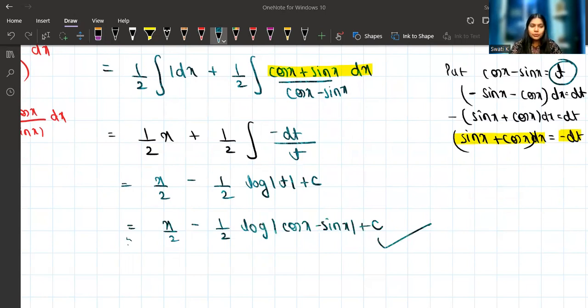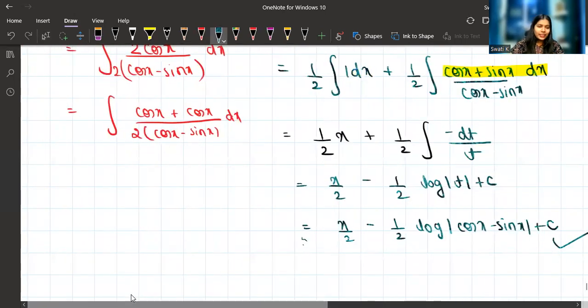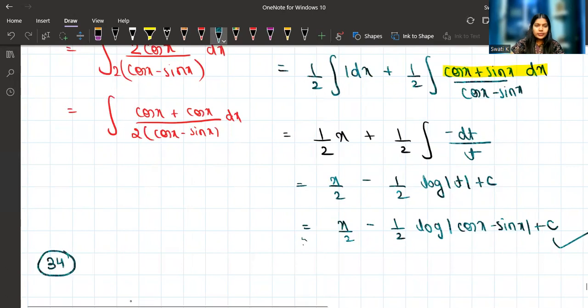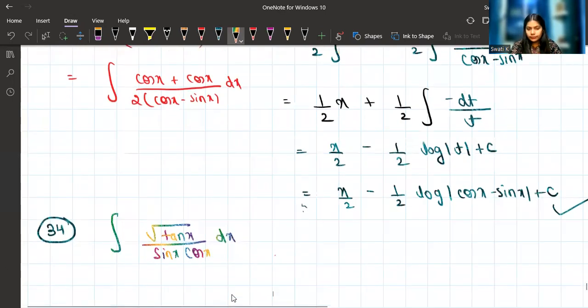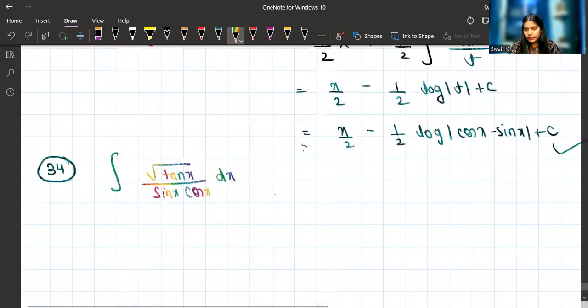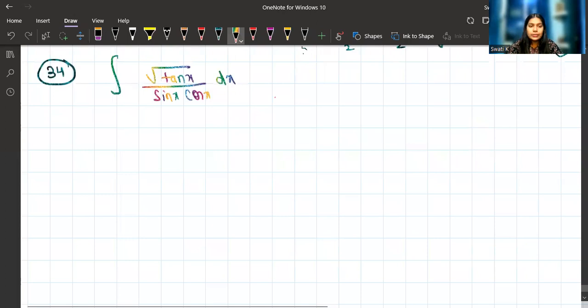Now let's move to question number 34. So I'll quickly take you to the left side where we were initially, and let's write down the 34th question. In the 34th question, you have to integrate root tan x upon sin x cos x dx. So I will go down. Yes, okay. So in this particular question, you have to integrate root over tan x upon sin x cos x.